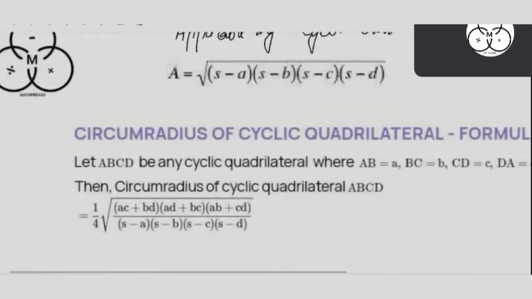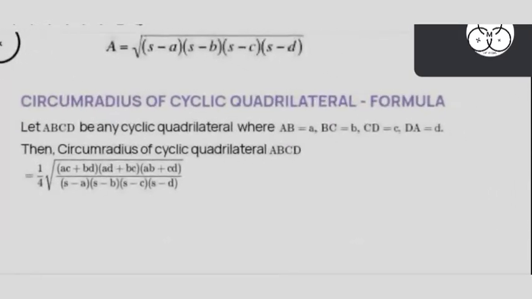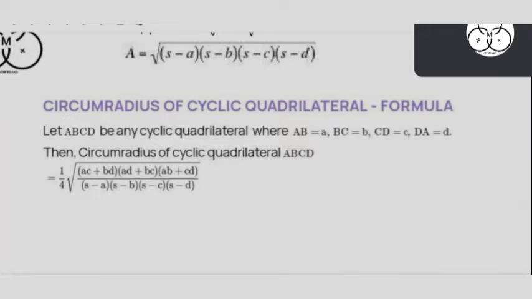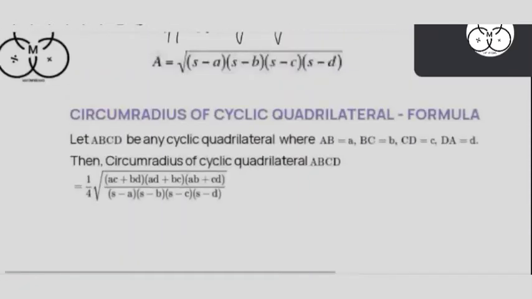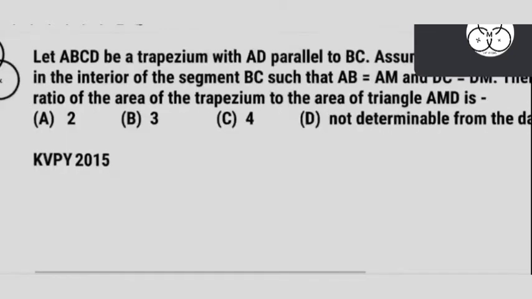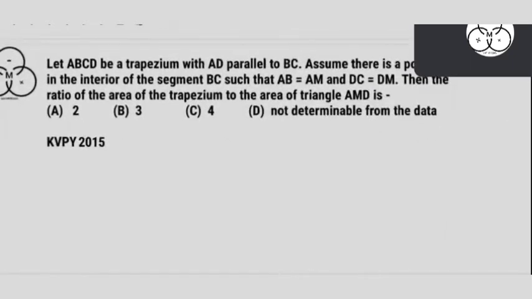Circumradius of cyclic quadrilateral formula. Just write it down in your copy. You should have this information. There is nothing to explain in these formulas. These are formulas. We are not going to derive this. Derivation would take a lot of time. So this was all about cyclic quadrilateral. Now let's directly move on to problems.